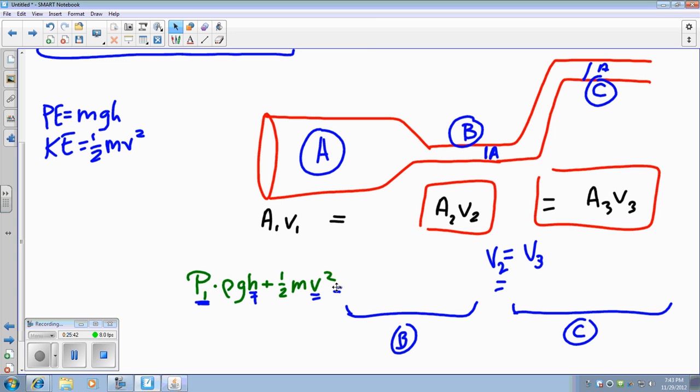Now let's think about the B and C range. In the B and C range, the height increased. So this value right here increased. But according to the continuity equation, which is kind of what I checked first, I know that the velocity is going to stay the same. Thus, that allows pressure to decrease.